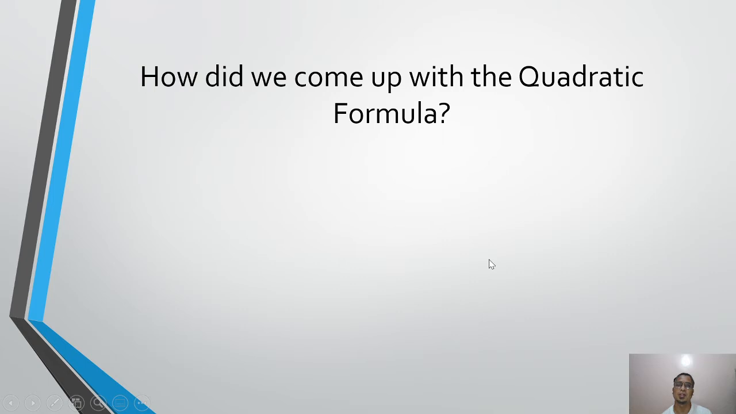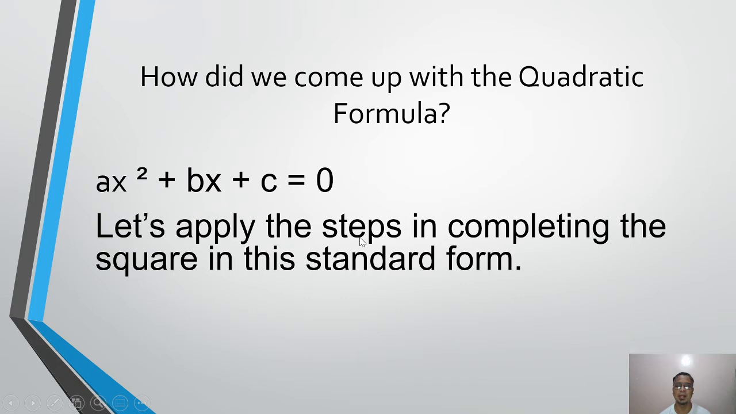Okay, so the first question that will come to our mind will be, how did we come up with the quadratic formula? Paano raw nagkaroon ng quadratic formula? So we will be doing this step by step, pero medyo dadalian ko na lang. So this is actually the standard form of the quadratic equation, ax squared plus bx plus c is equal to 0. Now, kung mapansin nyo, kasunod yung quadratic formula dun sa ating completing the square. So, if we will be applying the steps in completing the square in this standard form, yung a muna natin tatanggalin. Ito yung hindi ko diniscuss dun sa ating completing the square.